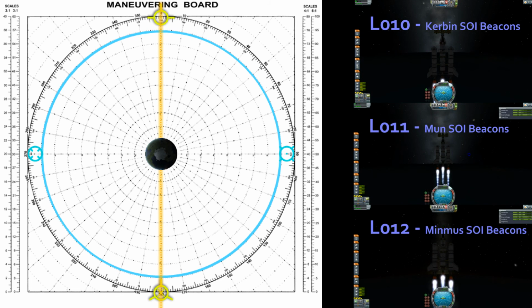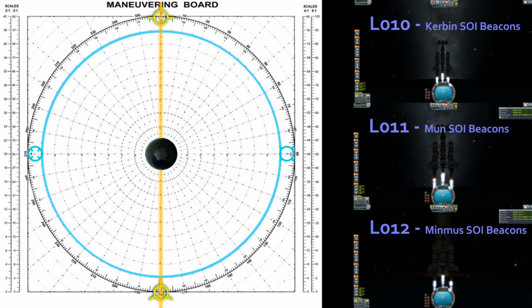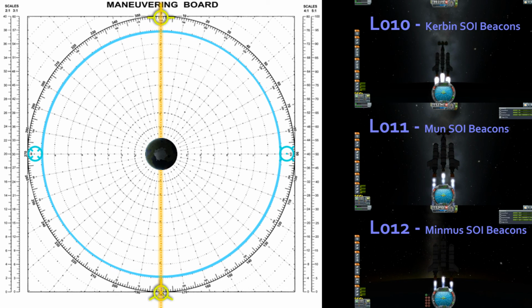To get started, we're going to send up some probes to mark out the extents of the SOIs around Kerbin and its moons, and at long last we'll be launching Jeb into space for a quick flyby of the moon to show you the finer points of SOI intercepts.